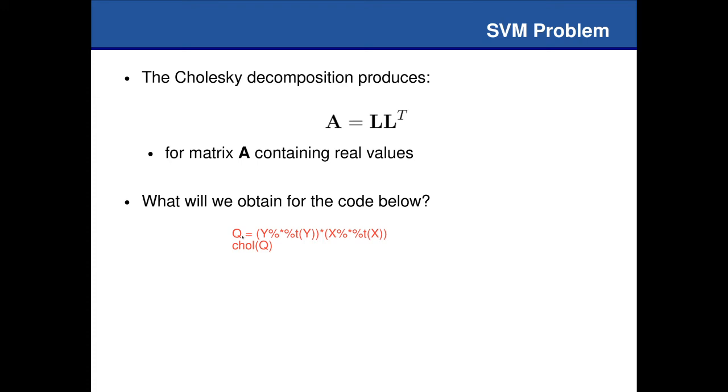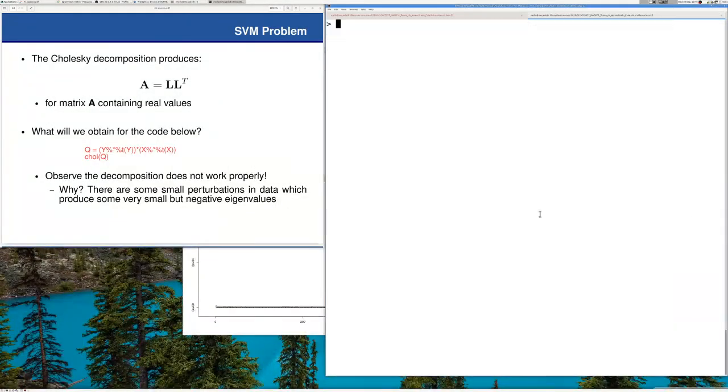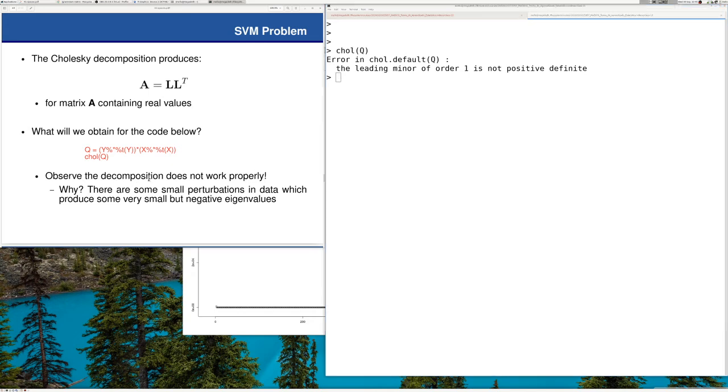Now I'm going to decompose my matrix Q. So I'm going to do the same here. Let's decompose it like this. Cholesky decomposition of matrix Q. If I perform the decomposition, you're going to observe something. Take a look. It does not work in this case. Why? Because there are some small perturbations in our data that may produce very small but negative eigenvalues, as I mentioned to you.